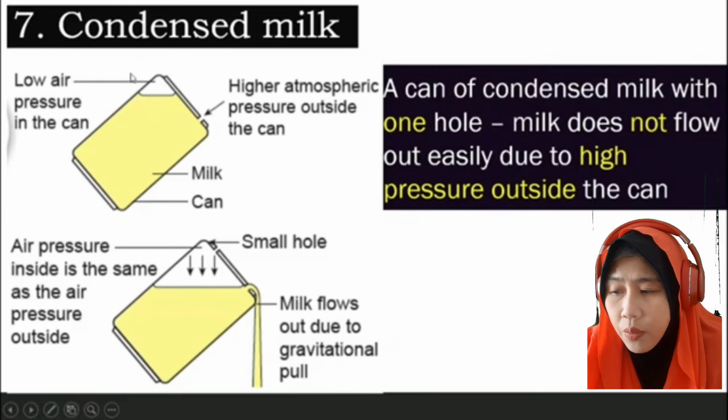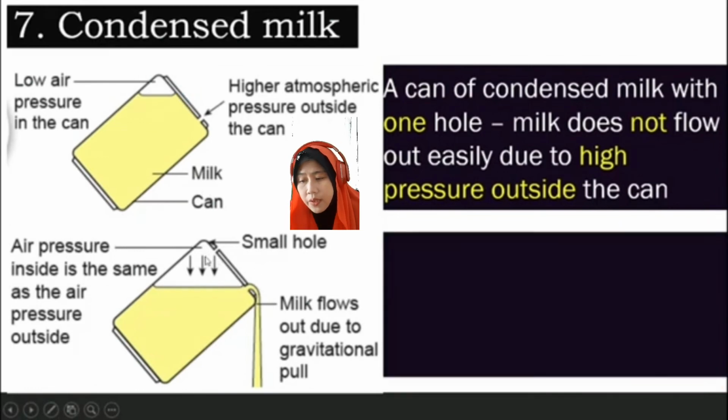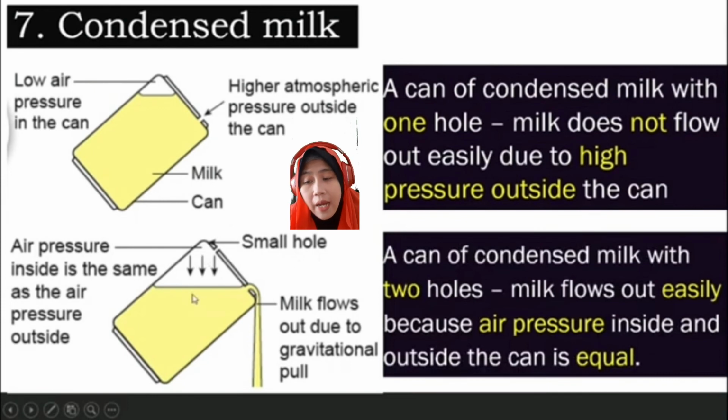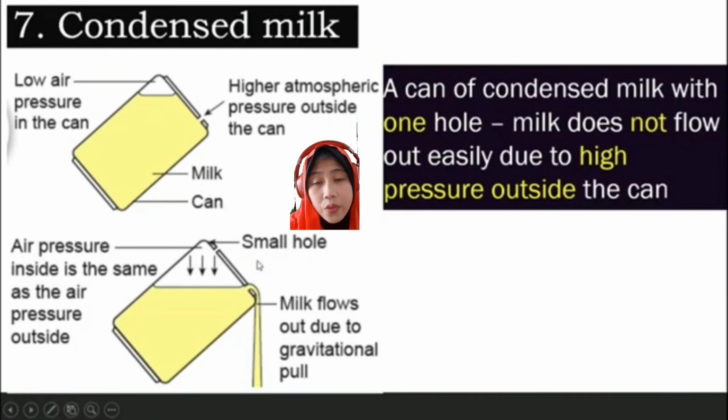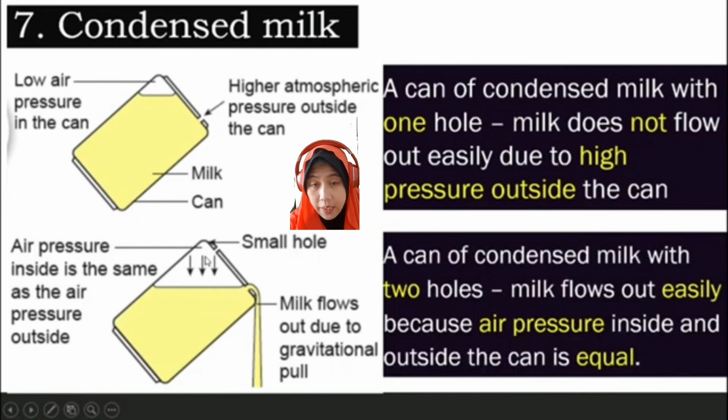That's why you need to poke another small hole. A can of condensed milk with 2 holes. So what happened? The milk will flow out easily because the air pressure inside and outside is equal. So teacher repeat again on this. When you poke 2 holes, you will create an equal pressure inside the can and also the atmospheric pressure. Do not forget that. Now let's go to the Kebab question.